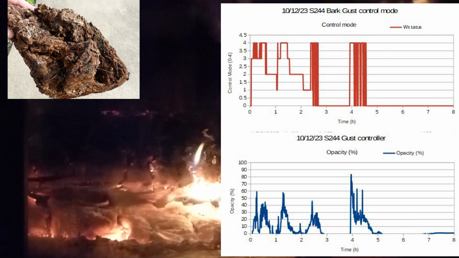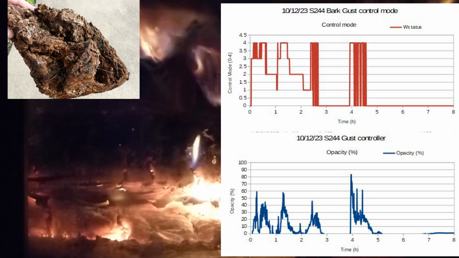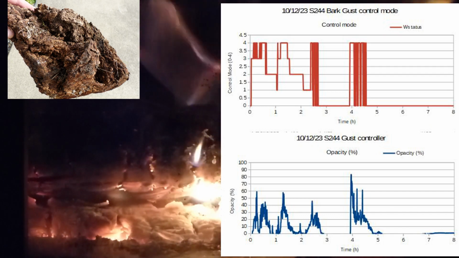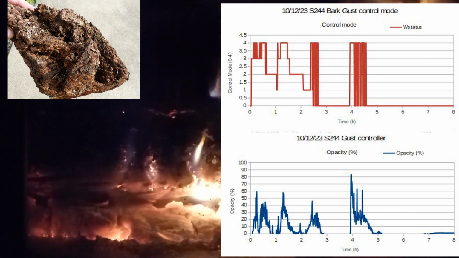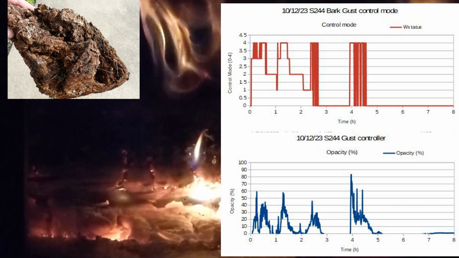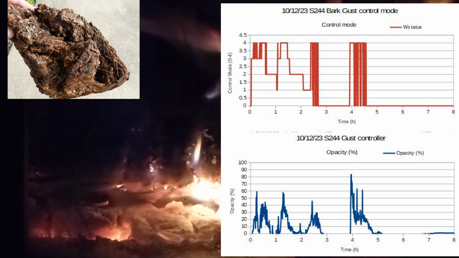Now, while the bark was burning, we had the control system set. You can see in the upper graph, when it goes to 4, it has measured over 20%, and it goes into smoke mitigation mode.